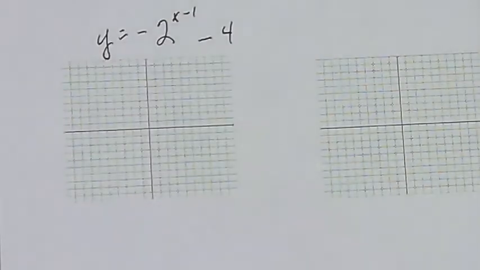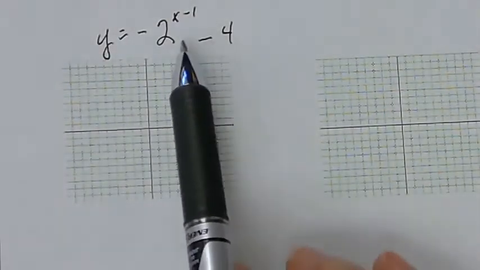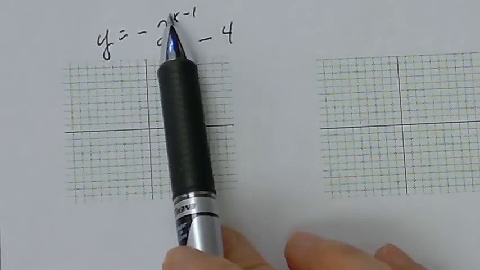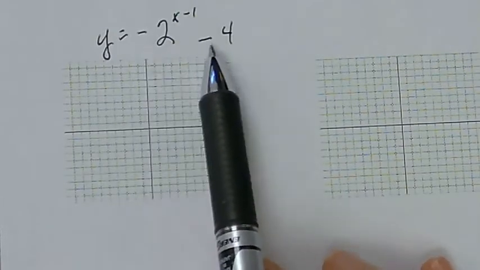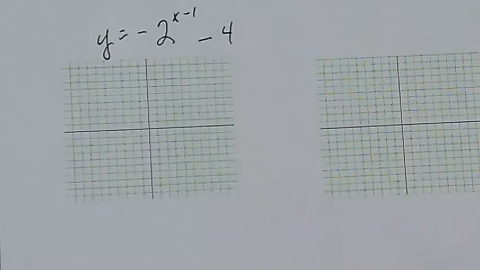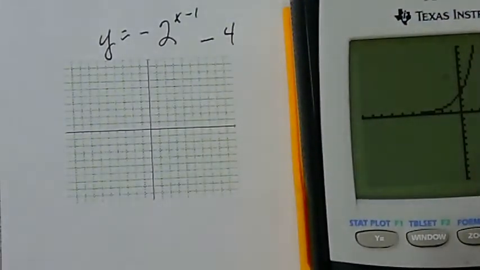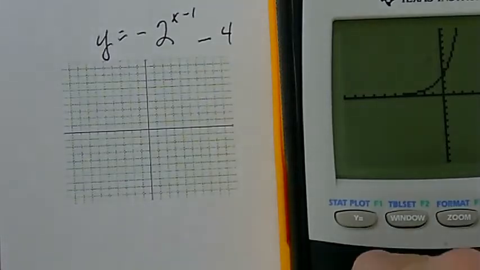So here's the next example. Just by looking at this, I can see that this thing is going to be shifted to the right 1. It's going to be reflected because of this negative, and it's going to move down 4 units. So I'm going to find my table by putting it in the graphing calculator.